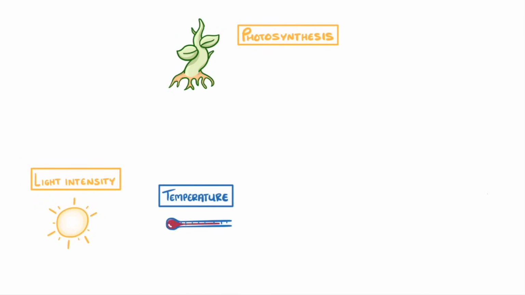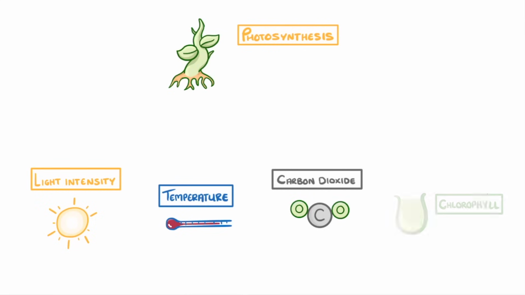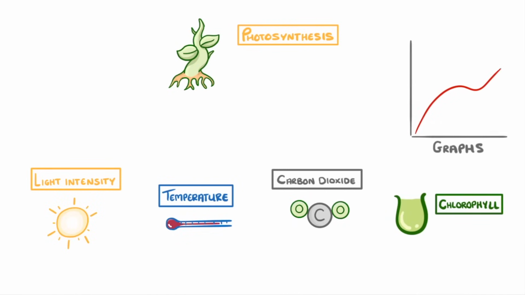We saw in the last video that plants need to carry out photosynthesis in order to survive. The rate at which they can do this, though, is dependent on four main things: light intensity, temperature, the concentration of carbon dioxide in the air, and the amount of chlorophyll that the plants have. So in this video, we'll explore how each of these affects photosynthesis, and how we can show it using graphs.